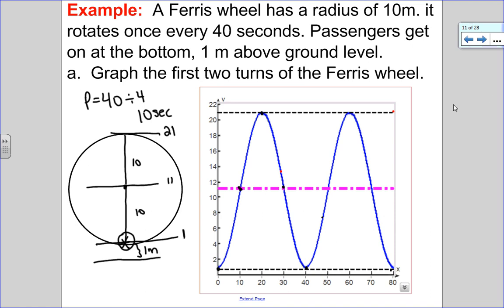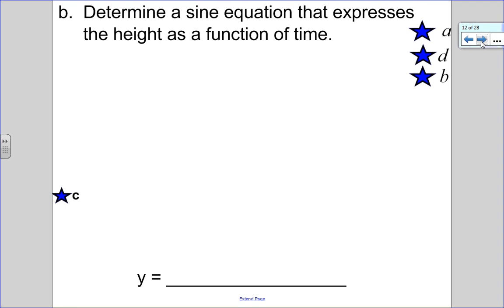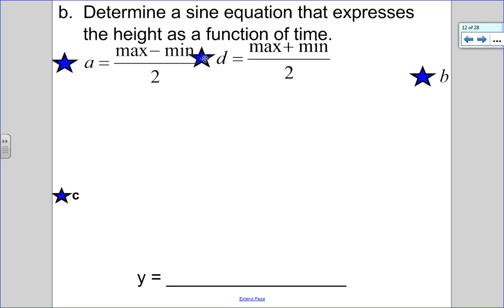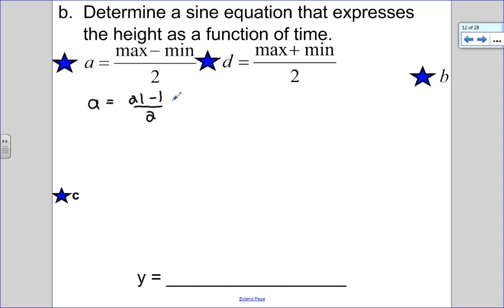So let's use this information to come up with the equation. To come up with my A value is max minus min divided by 2, and that's tied to my D value, which is max plus min divided by 2. So let's do those together. My A value is my maximum minus my minimum divided by 2. So that's 20 over 2, which is 10. Again, as I mentioned before, notice that that is the radius. Your D value is your max plus your min divided by 2. So that's 22 over 2, which is 11.